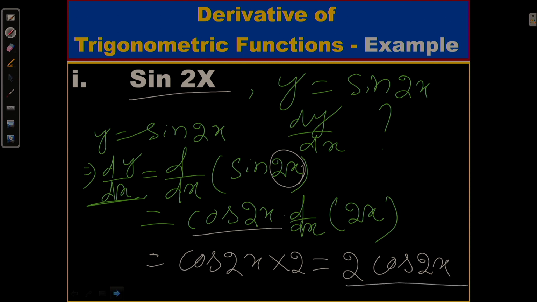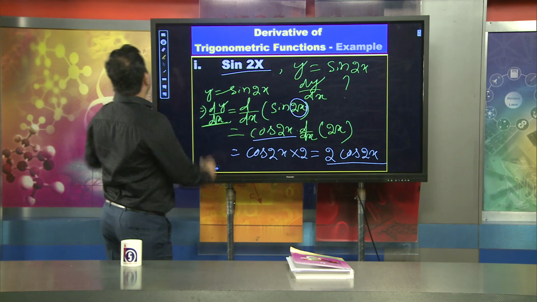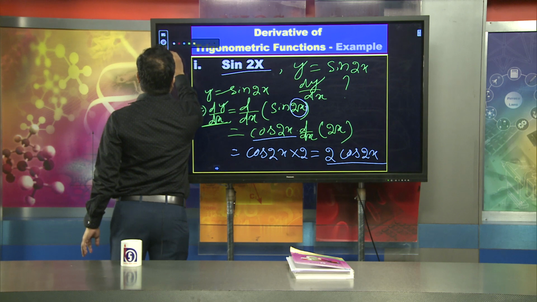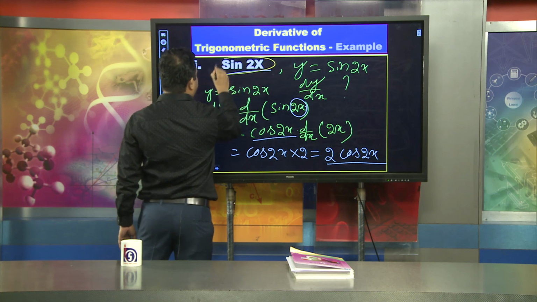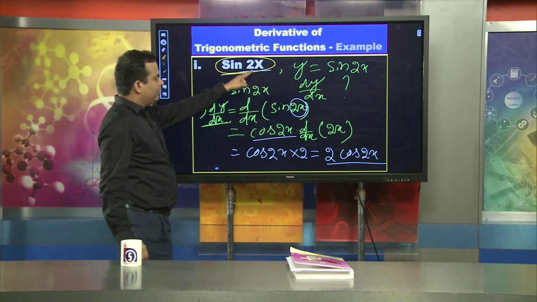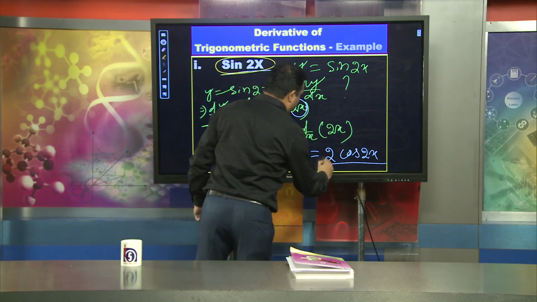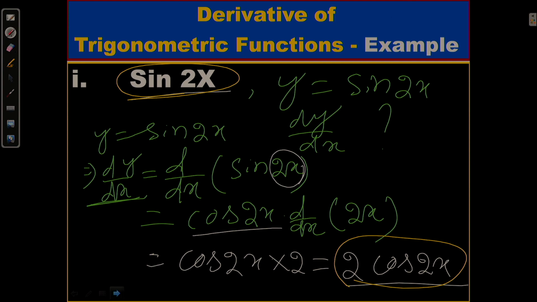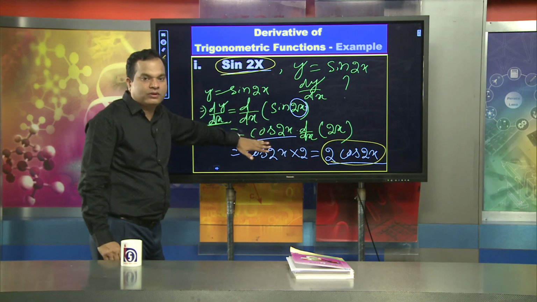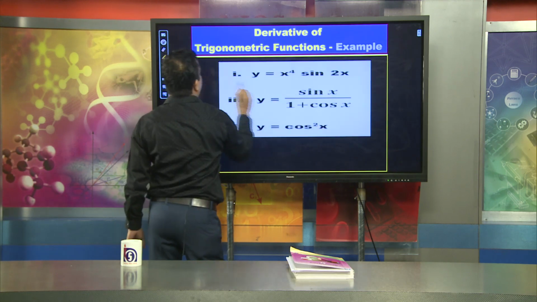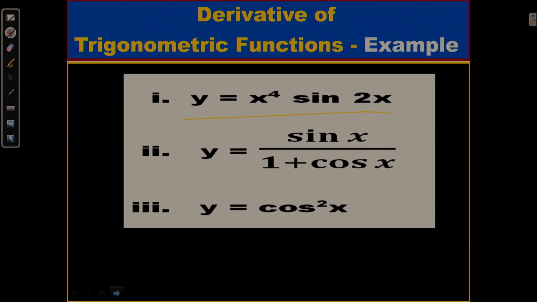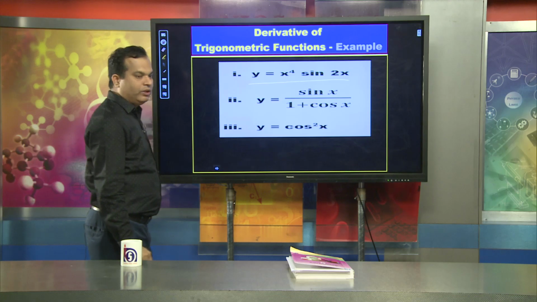This is the answer. That means I can write, if y equal to sin 2x, the derivative of sin 2x is equal to 2 cos 2x. This is the answer, and this is the way to find the derivative of a trigonometric function. This is how we have to find it. Next, y equal to x fourth sin 2x will be discussed, one by one.